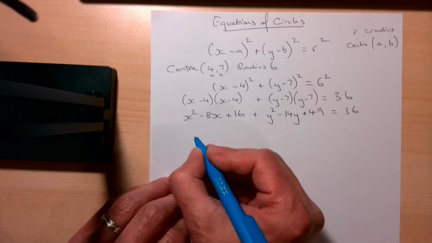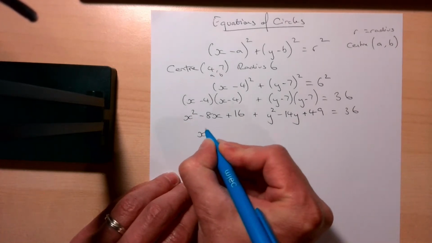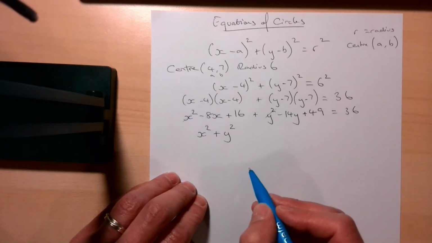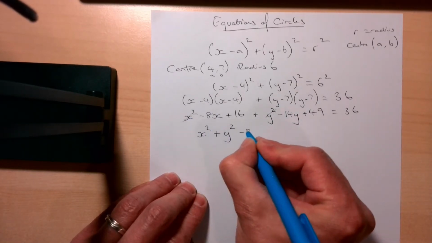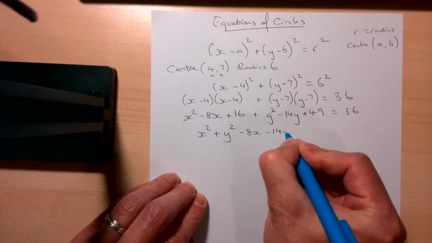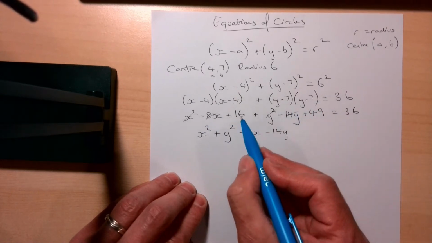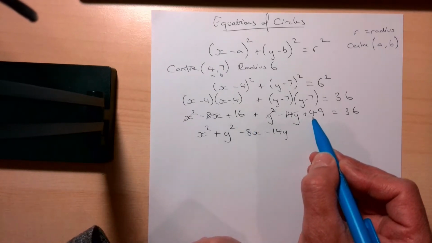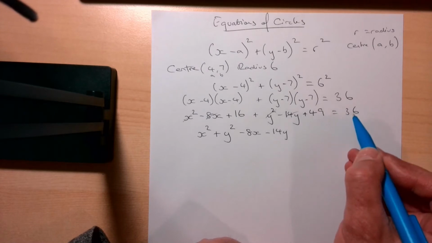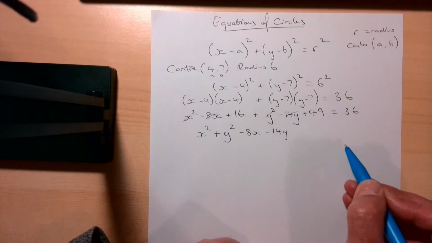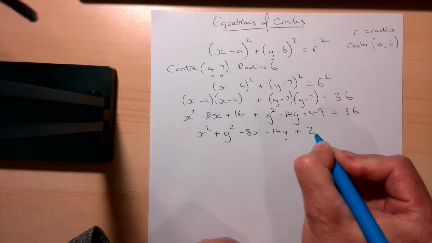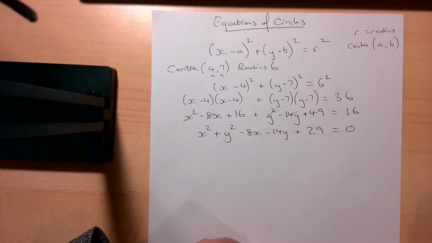Okay, so you multiply out the brackets, both pairs, and then you tidy it up in the way that they like your equations of circles written out. You have the squareds first, so x squared plus y squared. Then you have your x's and y's, so minus 8x minus 14y. And then you've got your constants at the end, so 16 add 49, 65, and that's equal to 36. Well, I'll bring the 36 over to join the 65, so it'll be 65 take away 36, which is 29, and that's equal to 0, and that's your equation of a circle.